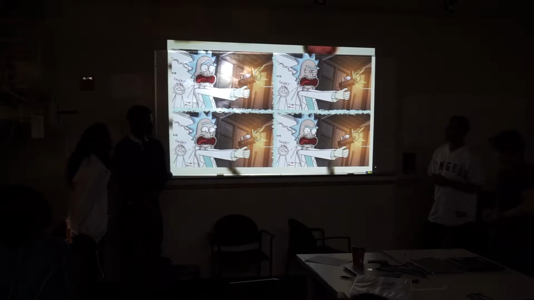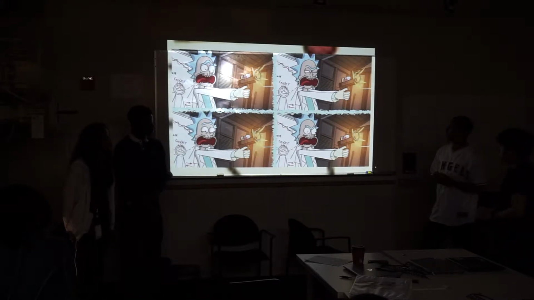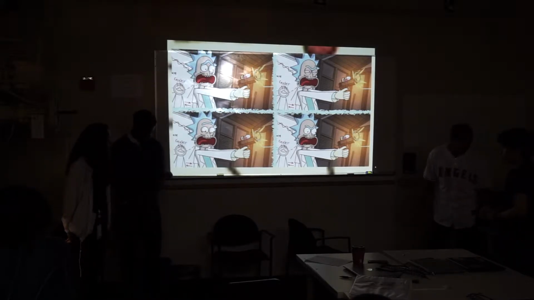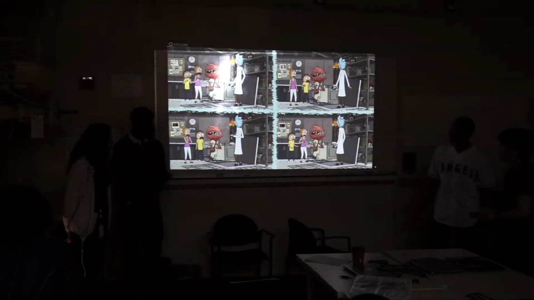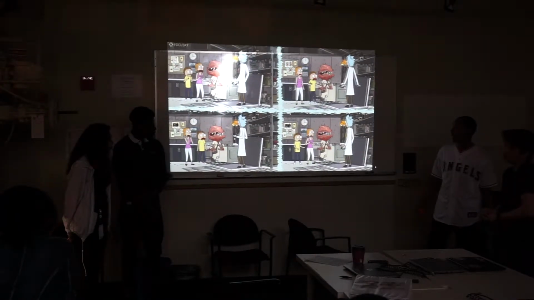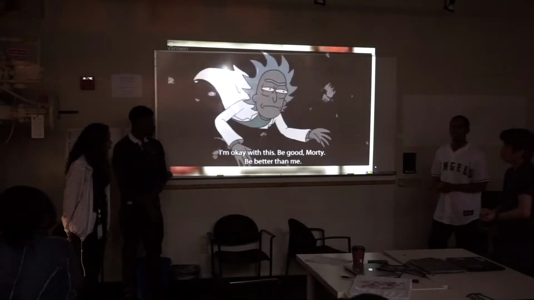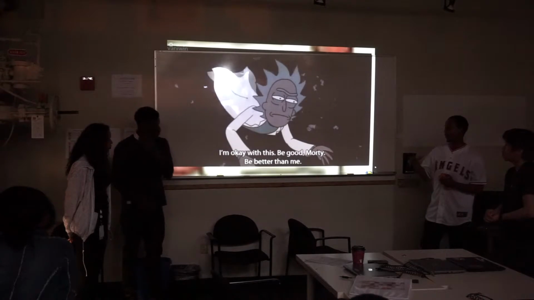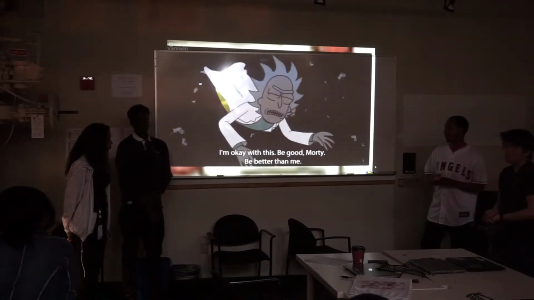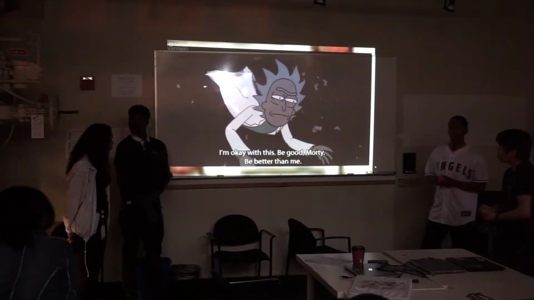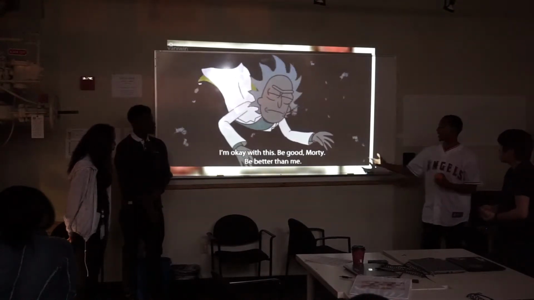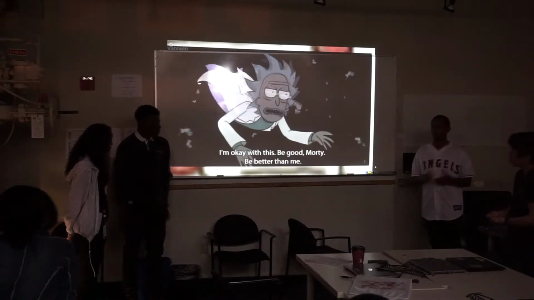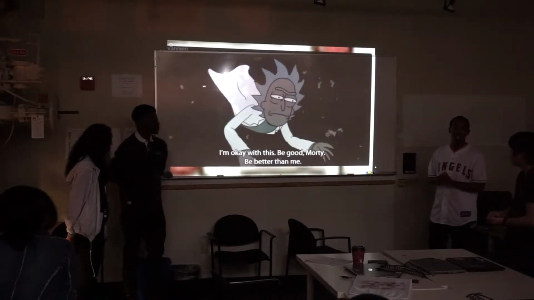Throughout the episode, Rick does something that is not known for Rick. Towards the end of the episode, before they fix time, Morty's in danger and falls down a black hole, and Rick jumps after him and saves Morty's life. He says right here, "I'm okay with this, be good, Morty, be better than me." Rick is just accepting his fate; he's ready to die.